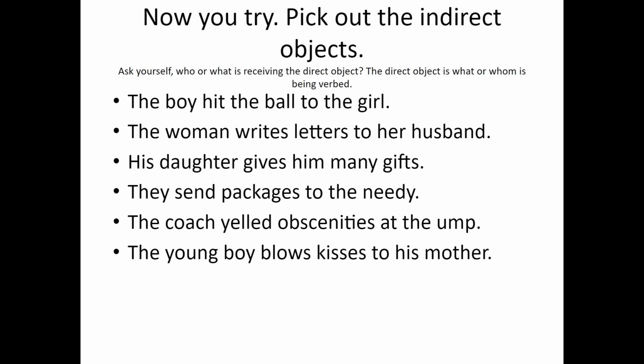So now you try. Pick out the indirect objects. Ask yourself, who or what is being received, or who or what is receiving the direct object. But first of all, ask yourself, what is the direct object? The direct object is what or whom is being verbed. Go ahead, turn it off and see if you can figure it out. Then come back.